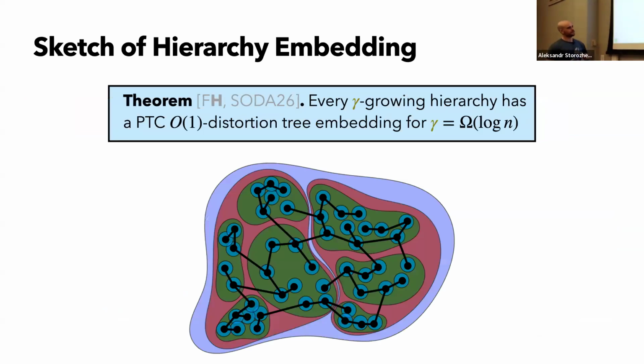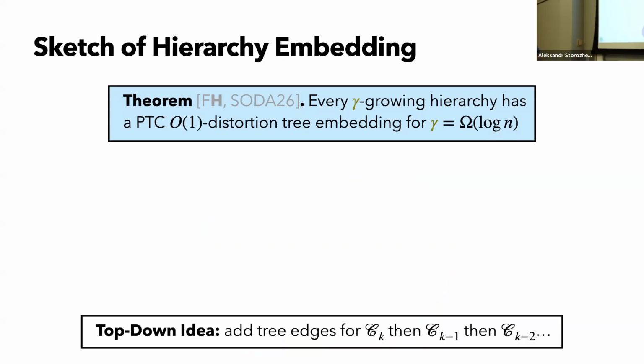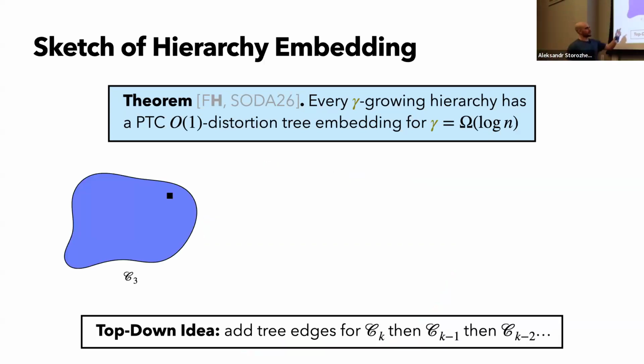So again, the goal is we want to take an arbitrary hierarchy. It has some notion of distance. We want to come up with one spanning tree that is a good approximation for the distances in this hierarchy. Okay. So the basic idea is some sort of top-down approach where we start at the top level of the hierarchy. Maybe there's not that much for us to do there. Maybe we'll just fix one group at the top, something like that.